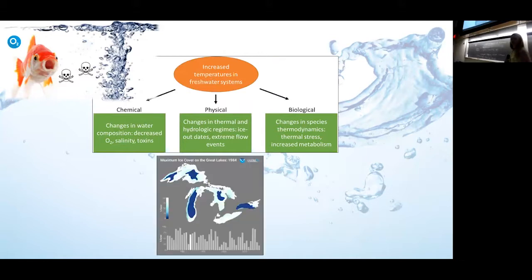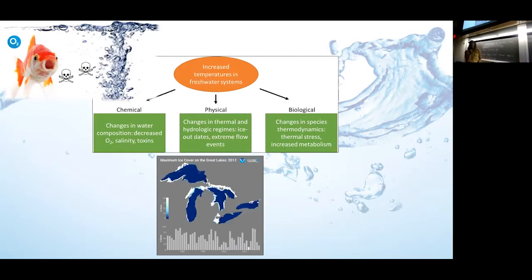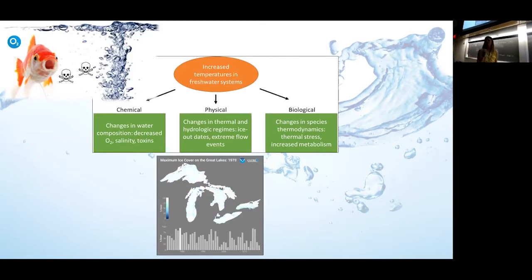As far as physical changes, here's just one example. In the Great Lakes, we have a lot of changes to thermal and hydrologic regimes. And here in the Great Lakes, you can see the blue. This is years from 1973 to 2017. The blue are areas where we don't have any ice cover, and white is where there's ice cover. And you can see that although there's a lot of yearly variation, there is a marked decline in overall ice coverage. And this has huge implications on aquatic life.